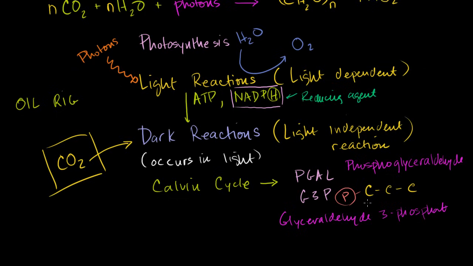And if you remember from glycolysis, you might remember that this pGal molecule, or this G3P, same thing, was actually the first product when we split glucose in two when we performed glycolysis. So now we're going the other way. We're building glucose so that we can split it later for energy. So this is an overview of photosynthesis. In the next couple of videos, I'm actually going to delve a little bit deeper and tell you about the light reactions and the dark reactions and how they actually occur.